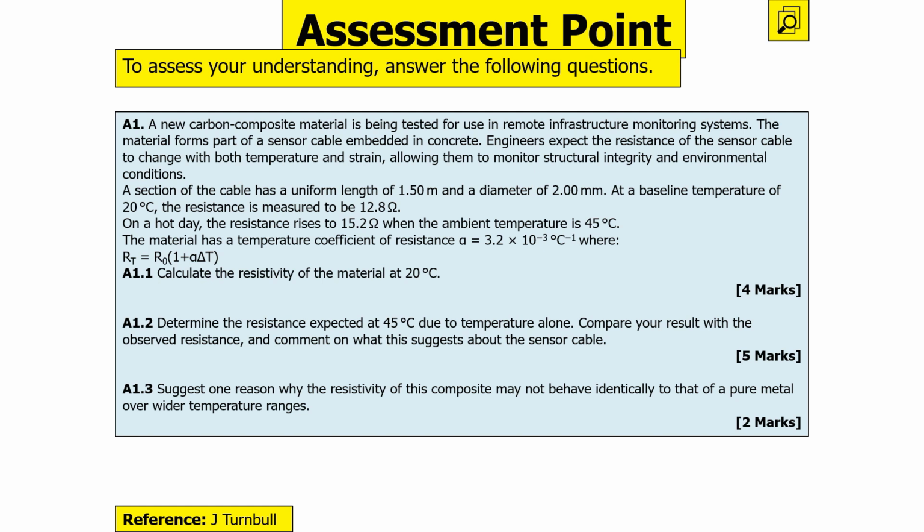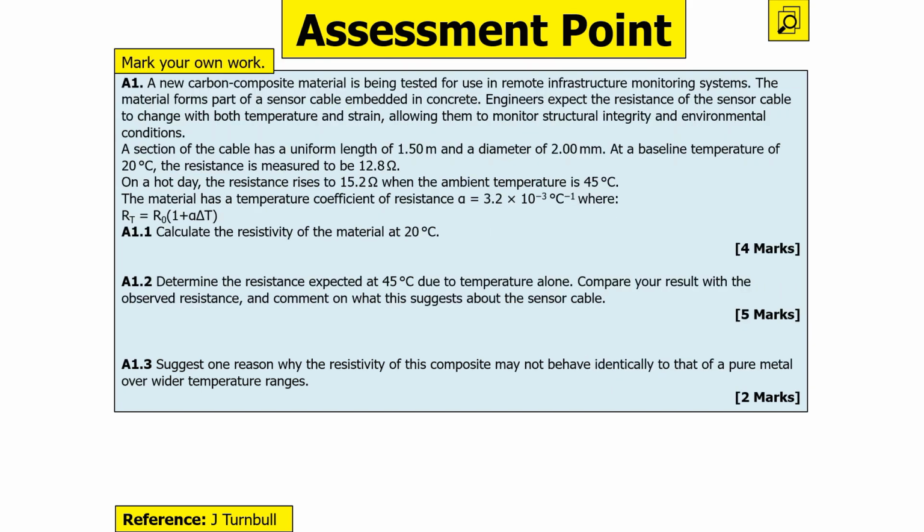So, calculate the resistivity of the material at 20 degrees Celsius, determine the resistance expected at 45 degrees due to temperature alone, and compare your result with the observed resistance and comment on what this suggests about the sensor cable, and then suggest one reason why the resistivity of this composite may not behave identically to that of a pure metal over wider temperature ranges. So pause the video now, then unpause the video when you want to go through your answer.